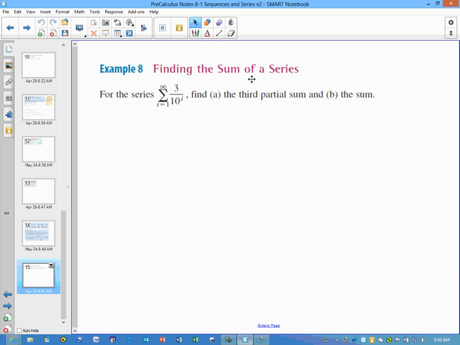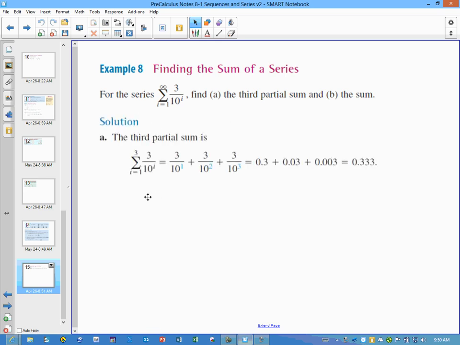So let's look at finding the sum of this series. This series is the sum as i goes from 1 to infinity of 3 over 10 to the i. And I want us to find first the third partial sum and also the sum itself of all of the terms. So starting with the partial sum, we're only looking for the first three terms. So we start with i being 1, and that's 3 over 10 to the first. If i is 2, 3 over 10 squared, 3 over 10 cubed, etc.